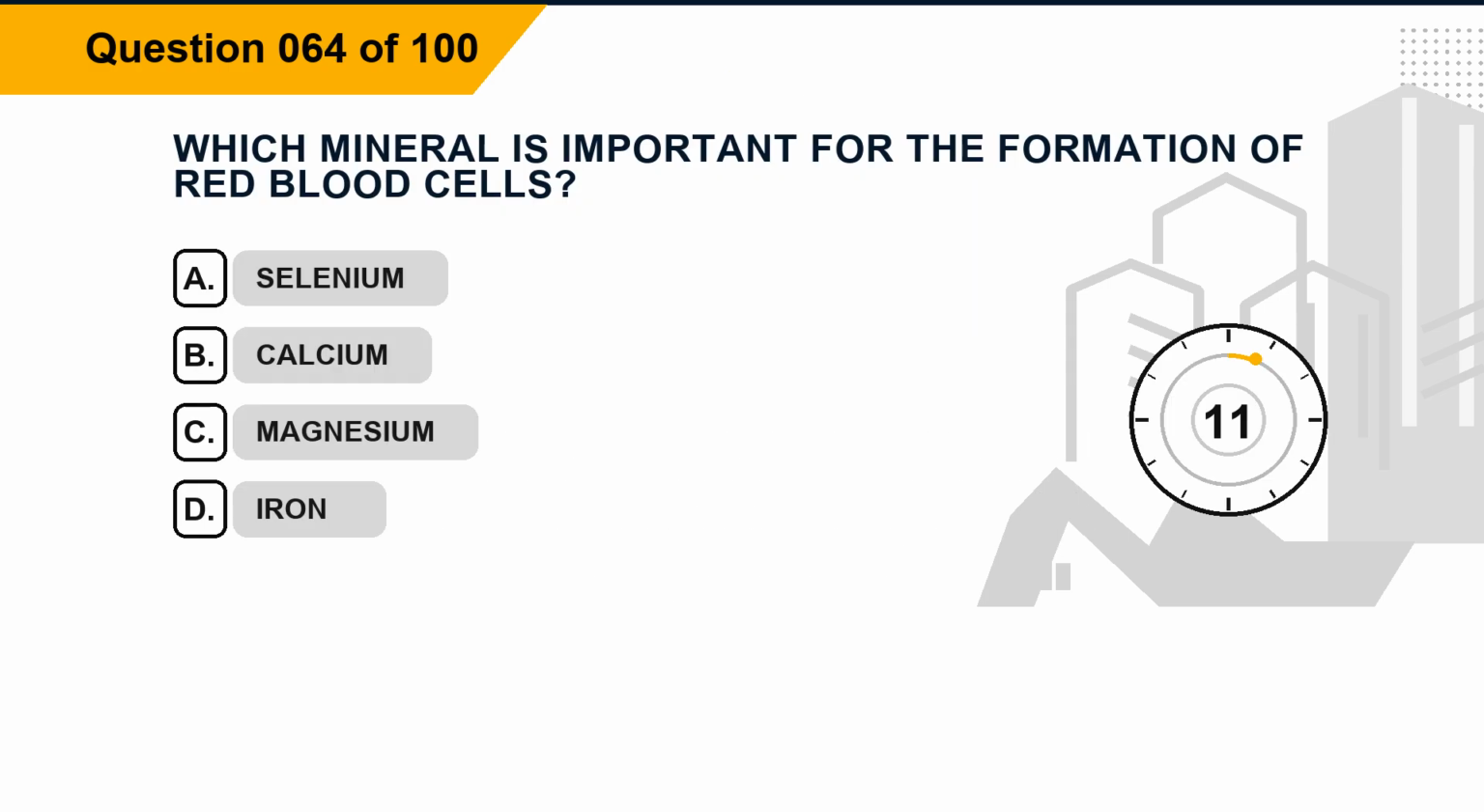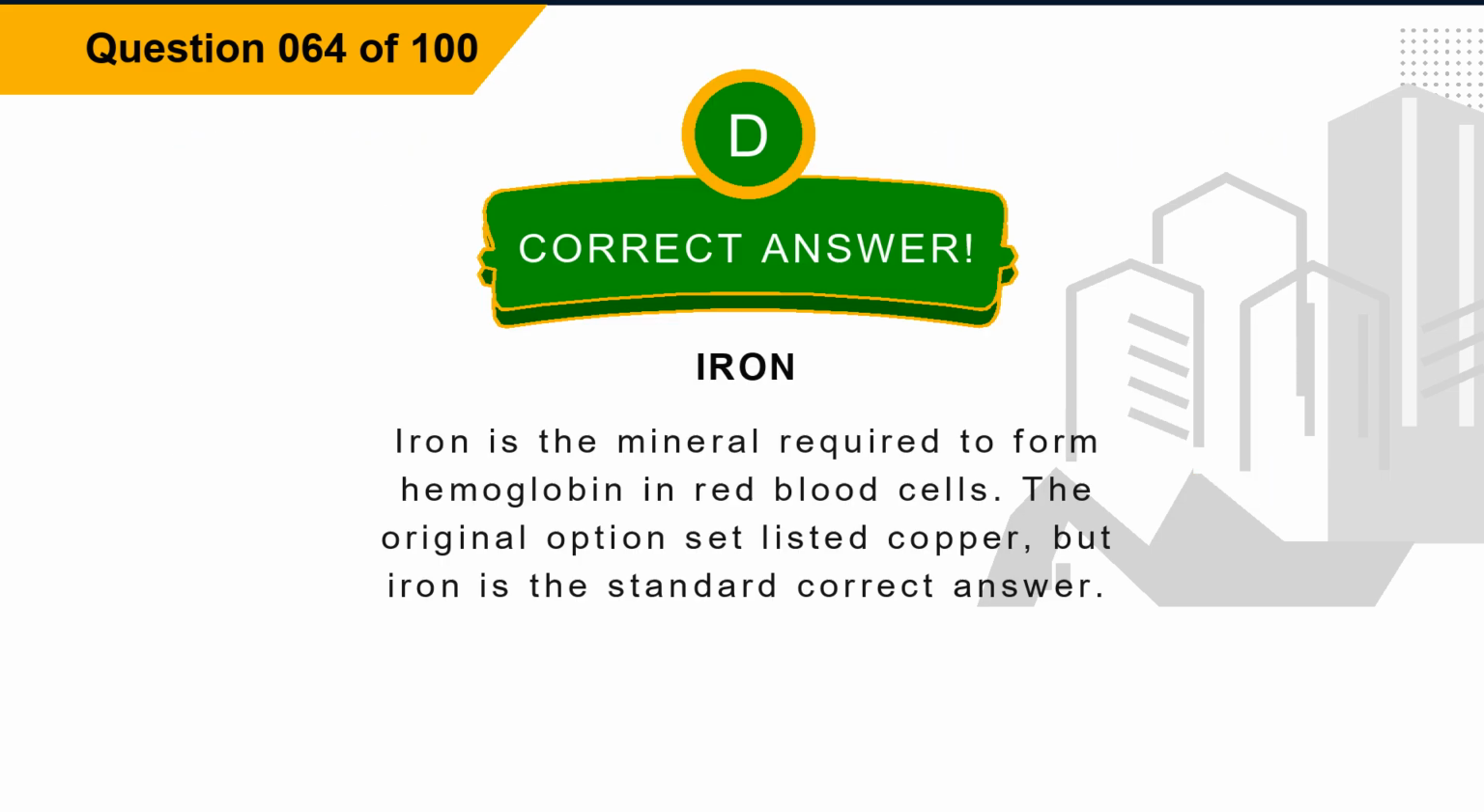Question 64. Which mineral is important for the formation of red blood cells? Option A, selenium. Option B, calcium. Option C, magnesium. Option D, iron. The correct answer is option D, iron. Explanation. Iron is the mineral required to form hemoglobin in red blood cells. The original option set listed copper, but iron is the standard correct answer.